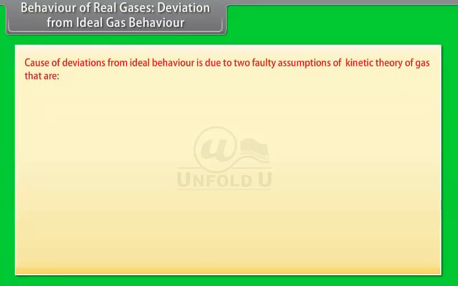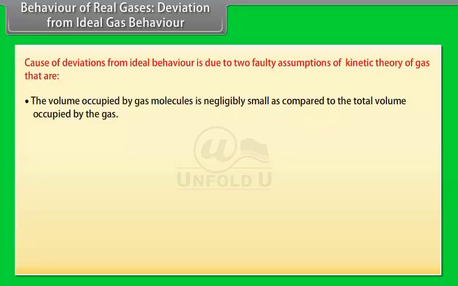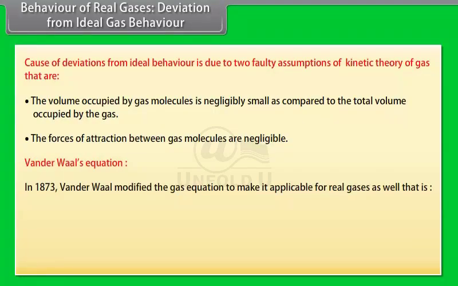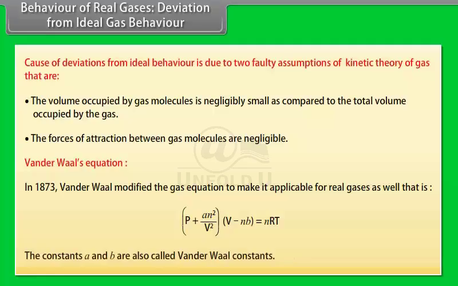The cause of deviations from ideal behavior is two faulty assumptions of kinetic theory of gas, that are: the volume occupied by gas molecules is negligibly small as compared to the total volume occupied by the gas, and the forces of attraction between gas molecules are negligible. Van der Waals equation. In 1873, Van der Waals modified the gas equation to make it applicable for real gases as well. That is, (P + an²/V²)(V - nb) = nRT. The constants a and b are also called Van der Waals constants.